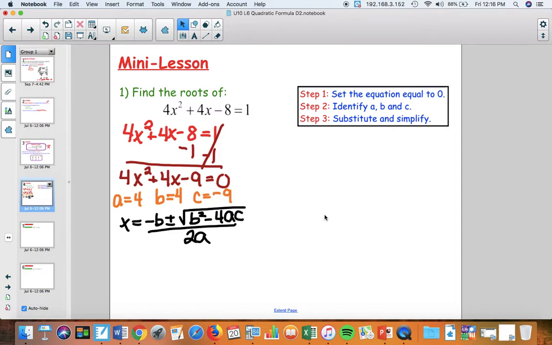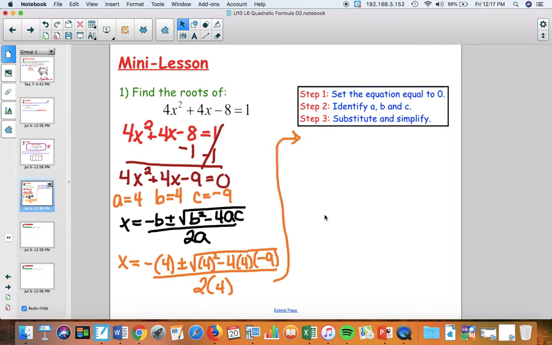So now let's plug in all of our values. X equals negative, b was 4, plus or minus square root, b is 4, squared minus 4, a was 4, and c was a negative 9. This is all over 2 times a. Okay, now I'm going to just bring the work up to here.